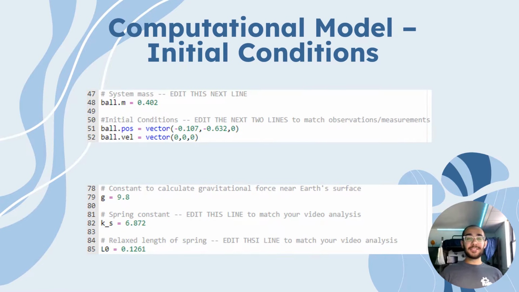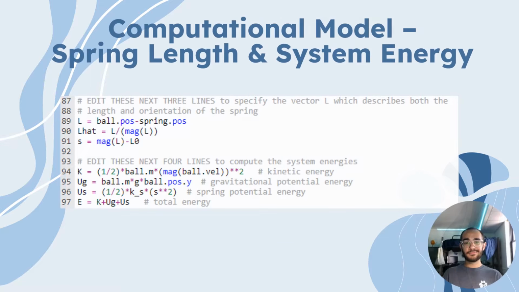All right, time to code. So first up, what I did was input all the initial conditions, and most of these were found through the observed tracker data. Next up, I inputted the spring length and direction and the system energies. Again, the spring length can be found by subtracting the relaxed length of the spring from the stretched length. And then for the energies, I used a formula for kinetic, gravitational, and spring potential energy, added them all together in order to get the initial energy of the system.